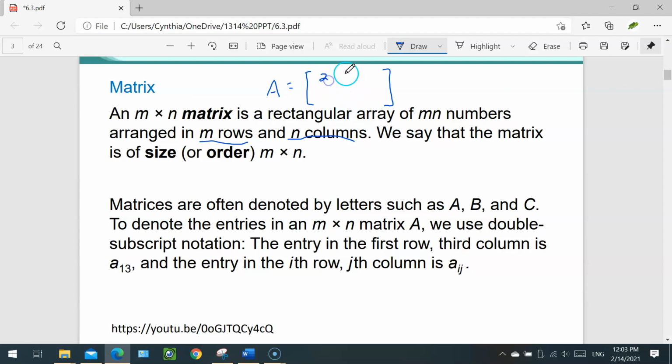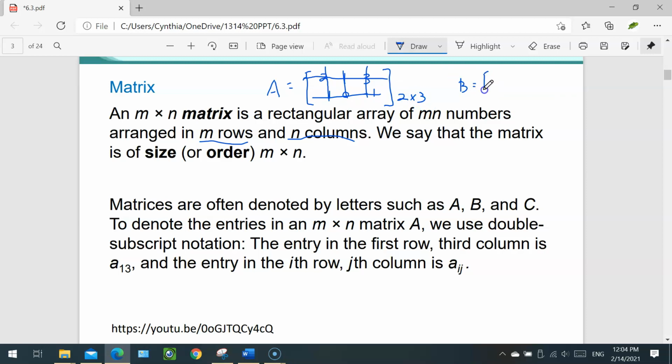For example, I have 2, 1, 3, 1, 0, -1. This matrix has a dimension, or you call it size, which is defined by rows multiplied by columns. So this matrix A has 2 rows. We put the number of rows in front, multiplied by the number of columns of the matrix. So this matrix A has a size of 2 by 3.